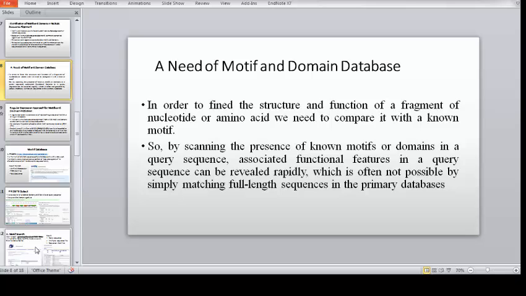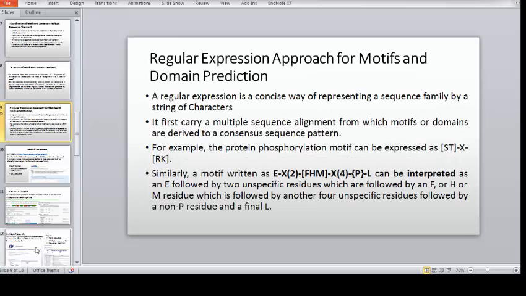Just by carrying out a BLAST or pairwise alignment, we cannot determine the function and domain of a nucleotide or amino acid sequence. Therefore, we need to search our DNA or amino acid fragment in the domain and motif databases, so that we may be able to find the function and structure of our sequence.